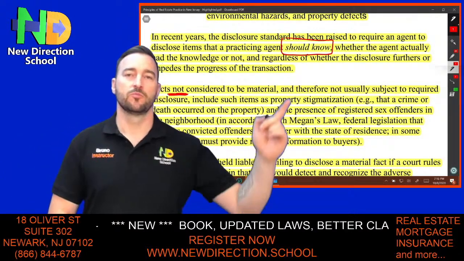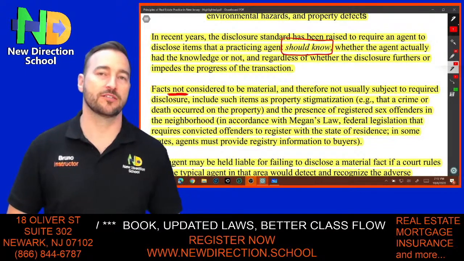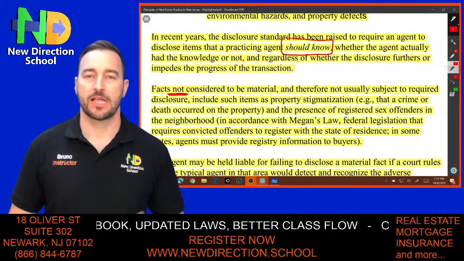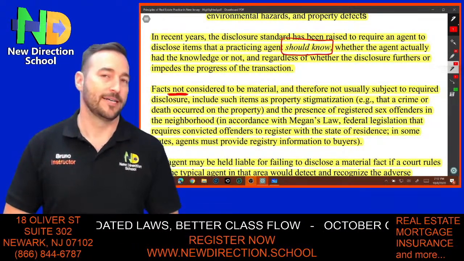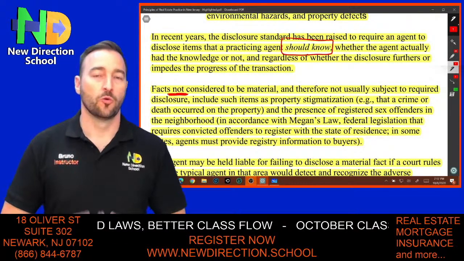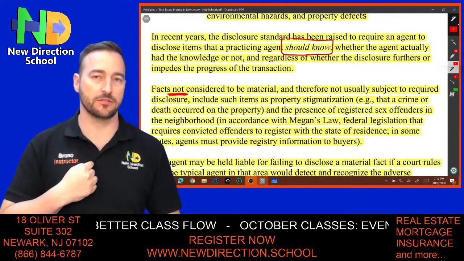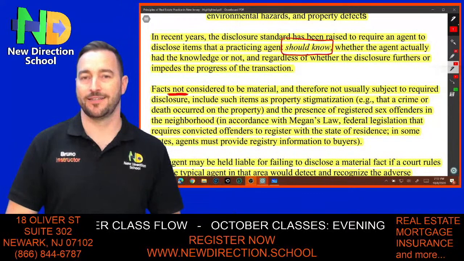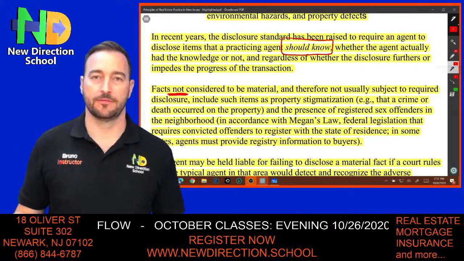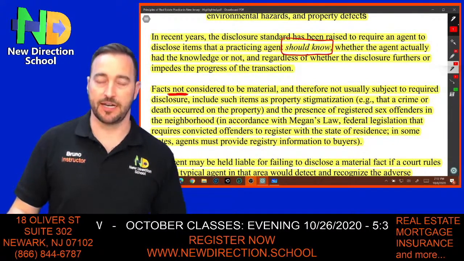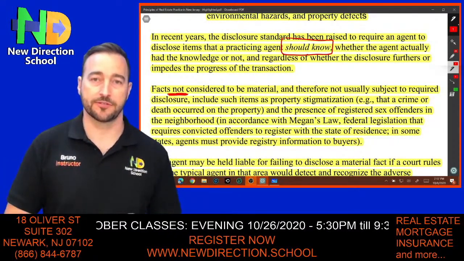For instance, property stigmatization. A crime or death has occurred on the property. How does that affect the property value itself, the structure itself? It does not, right? What I feel about it, so there's two different things. What a person feels and what the value is. What I feel about it doesn't matter to me, right? I like whatever. Okay, somebody died. We die all the time. That's nature. Keep moving. It's a great house, right?